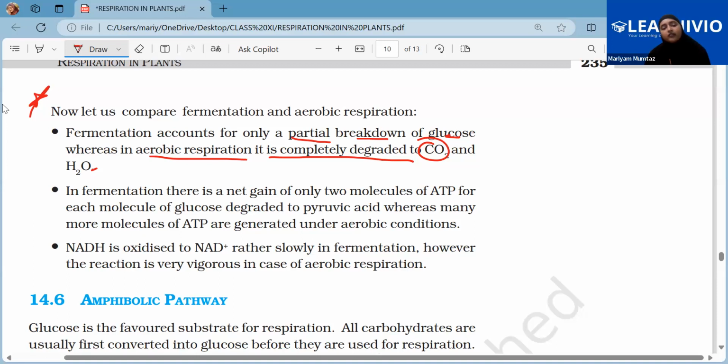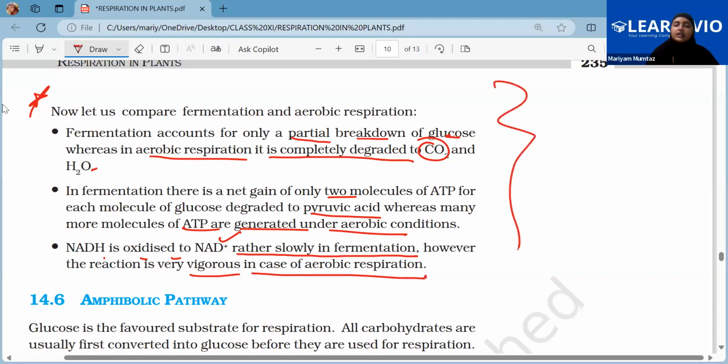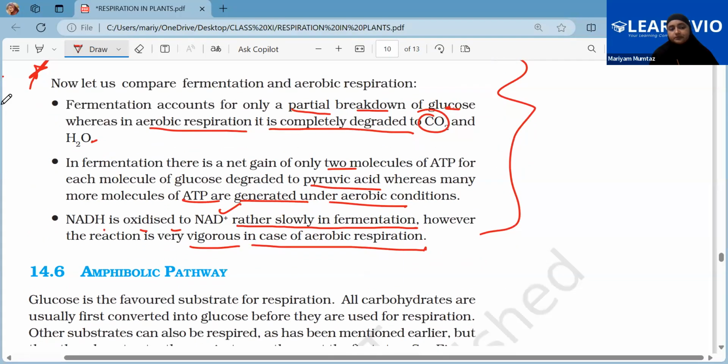Now, in fermentation, there is a net gain of only 2 molecules of ATP for each molecule of glucose degraded to pyruvic acid. Net gain is 2 molecules, whereas many more molecules of ATP are generated under aerobic conditions. NADH is oxidized to NAD+ rather slowly in fermentation. Slowly it happens. However, it is very vigorous in the case of aerobic respiration. So these are the very important differences between fermentation and aerobic respiration.